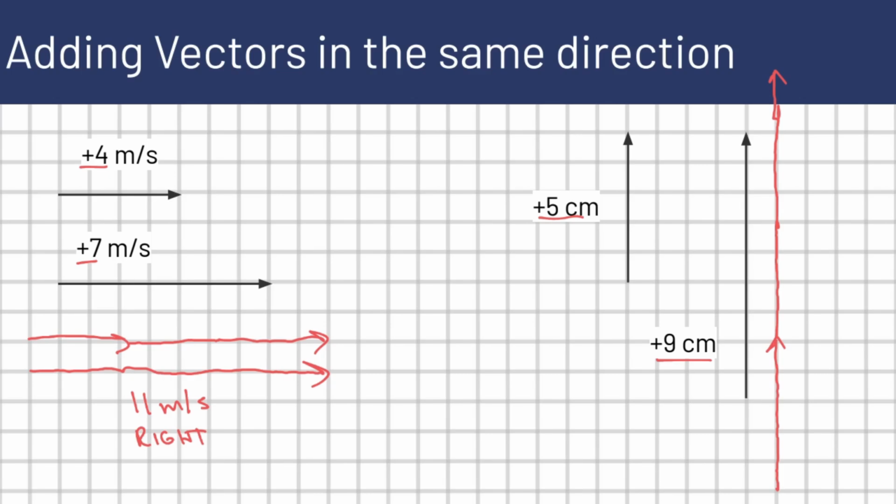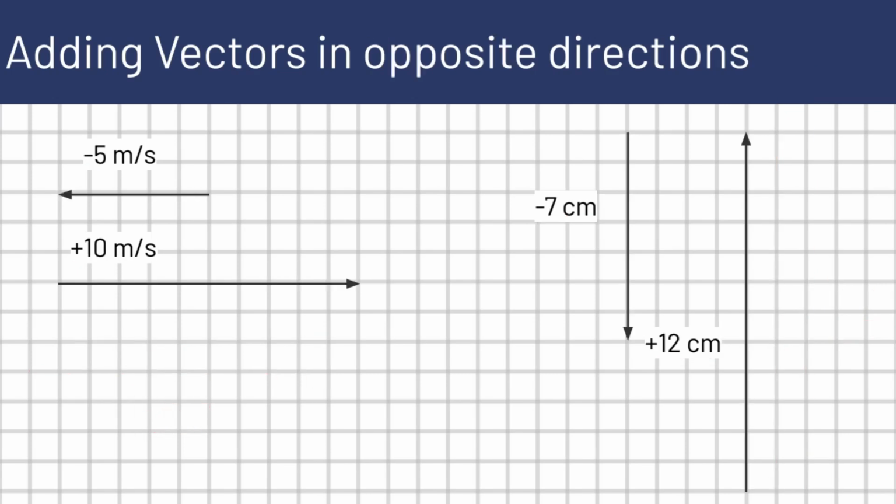Now our resultant vector is going to be the total length of both of these vectors together. So we go up, up, up, up, up, up, up, up, up. Sorry, my drawing is a little wonky. Now this total vector, the resultant vector here, we could say is 14 centimeters, and let's call this north. So that's adding vectors in the same direction. Next, we'll look at adding vectors when they're in opposite directions.